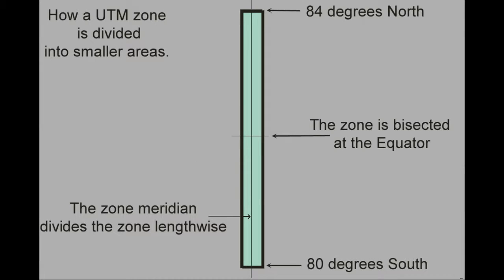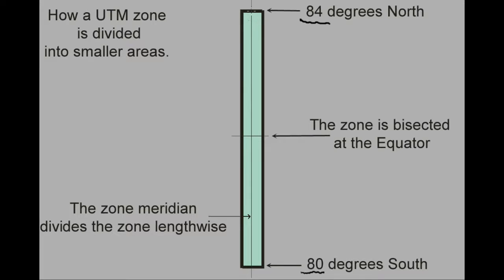Let's look now at how a UTM zone is divided into smaller areas. Here we have a UTM zone that's been squashed flat into that nice rectangular shape, and up here at the top, of course, the zone runs to 84 degrees north latitude, and down here at the bottom it runs to 80 degrees south latitude, and we said the zone is 6 degrees of longitude wide, and the zone is bisected here at the equator.